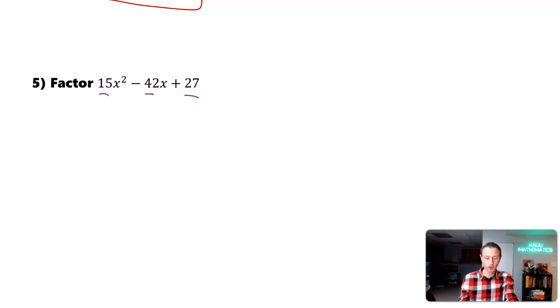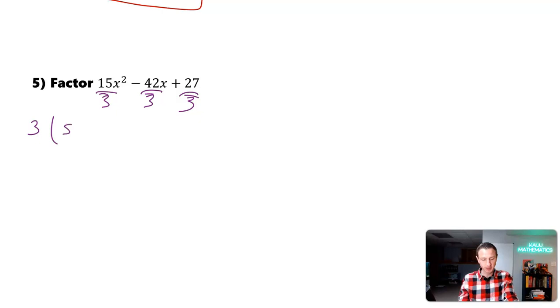Does 3 go into all of these numbers? 3 goes into 15, 3 goes into 42, 3 goes into 27. So factor out that GCF of 3. I'm dividing each of these numbers by 3, which is going to make this way easier to manage.